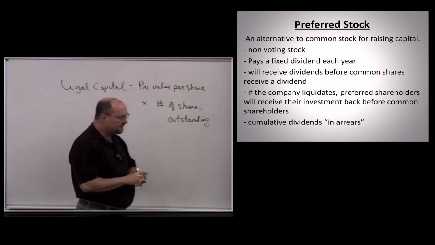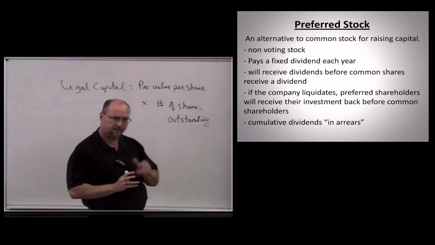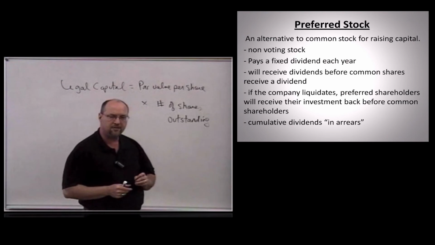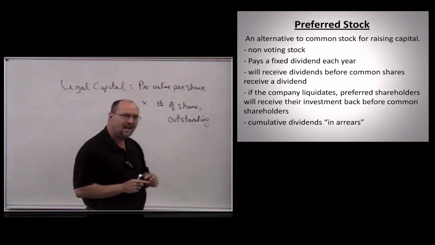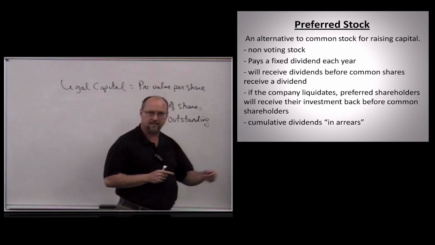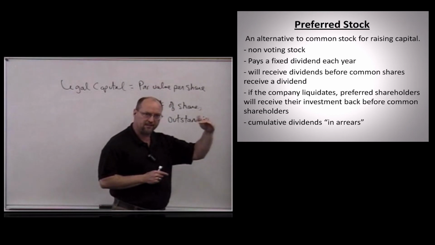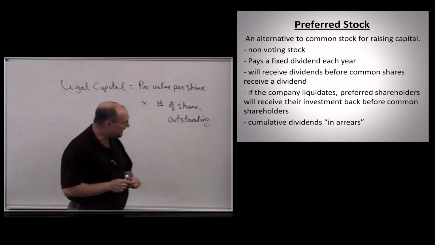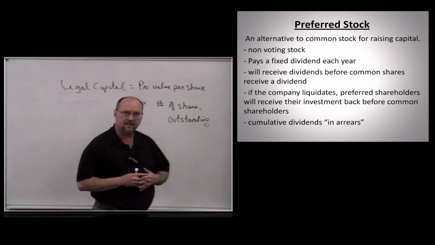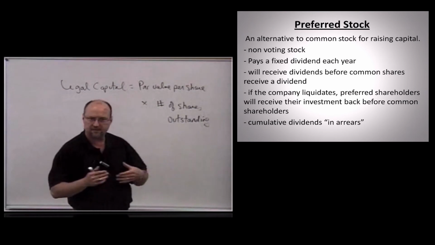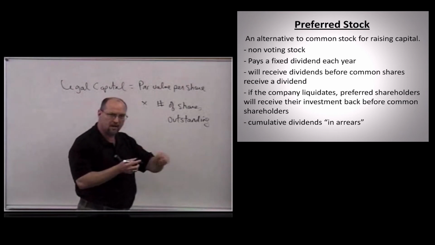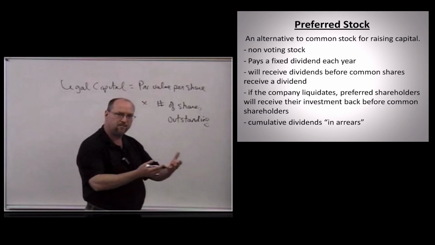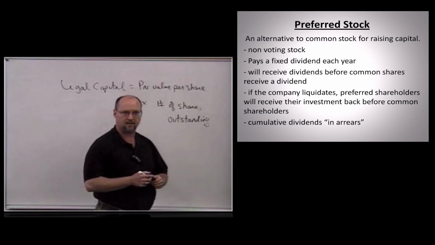The reason they call it preferred stock is for two primary reasons. First, preferred stockholders have to receive their dividend before any common stockholders receive dividends. So they have preference over the common stockholders to receive their dividend. And second, in the event that the company liquidates, they sell off all their assets, convert to cash, pay off all their liabilities, then the preferred stockholders will get their investment back before common stockholders.